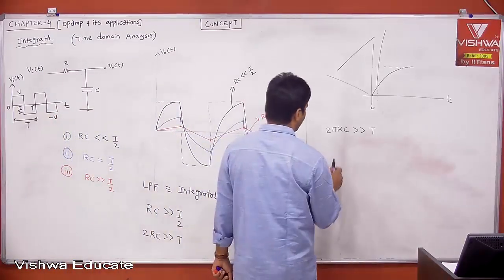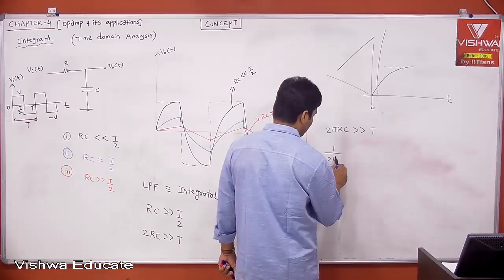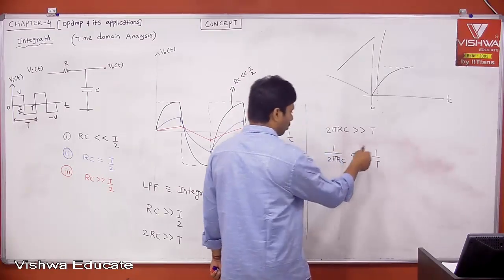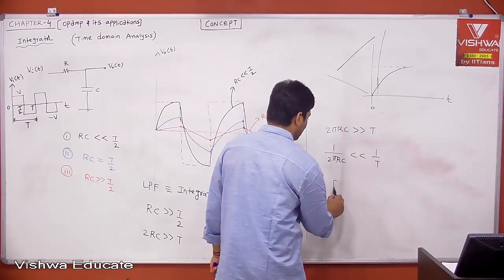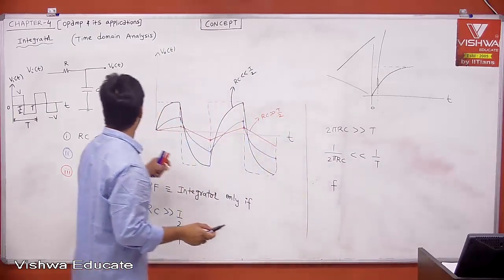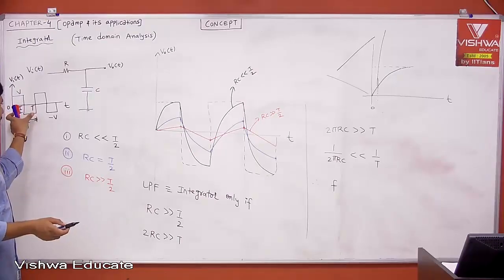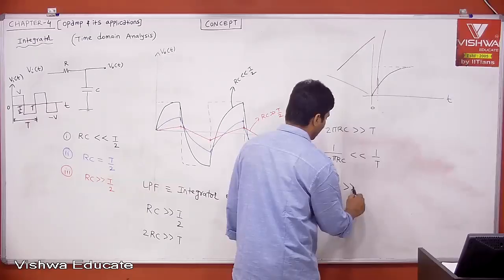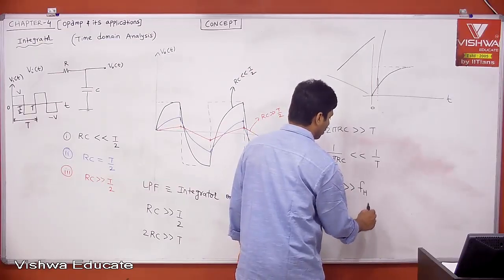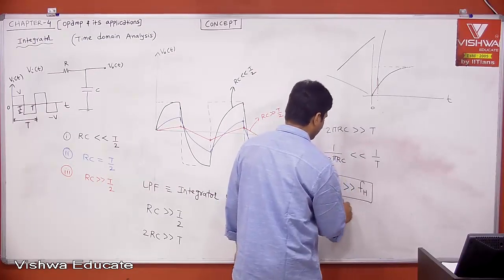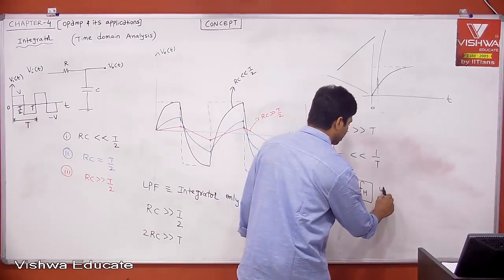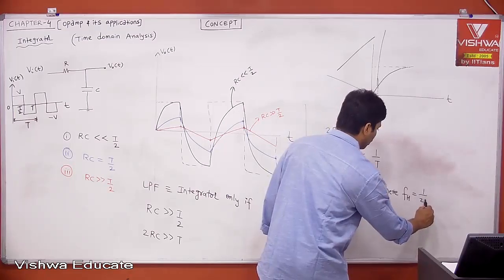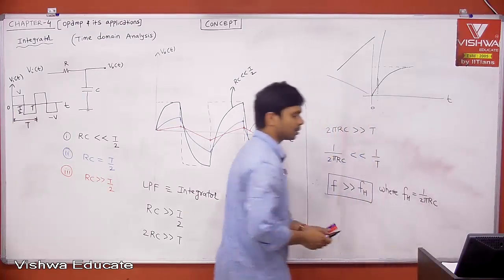Okay? Therefore, now if I take reciprocal, what is that? 1 by 2 pi RC is very much less than 1 by T. Right? What is 1 by T? Therefore, 1 by T is nothing but the frequency of your input signal. Then that should be very much greater than 1 by 2 pi RC, which in the frequency domain is nothing but your higher cutoff frequency, where FH is equal to 1 by 2 pi RC.